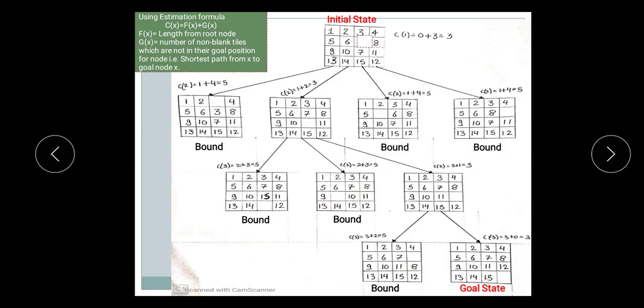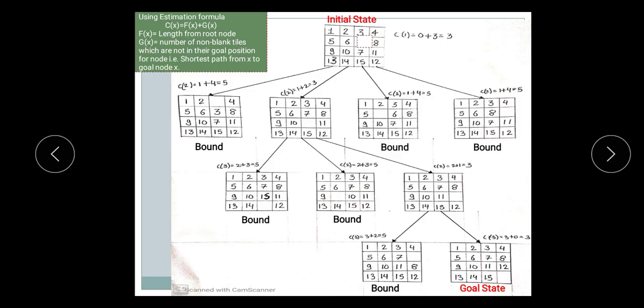Now if we move our empty tile in the downward direction, then f of x becomes 1 and we have to find the number of tiles which are not at their proper position. In this case we have only 2 tiles, 11 and 12, which are not at their proper position. So g of x becomes 2. So the cost is 1 plus 2, it becomes 3. Again we have to calculate the cost of the remaining left and right moves.